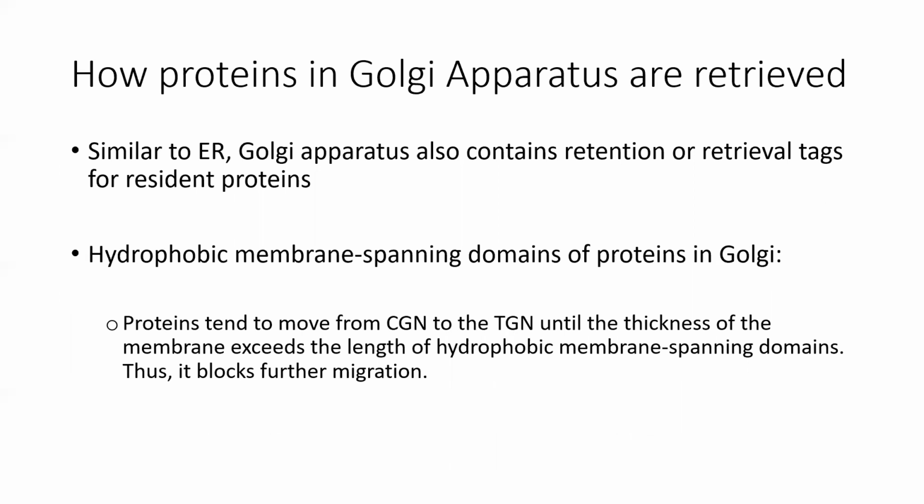They contain a retention and retrieval tag for their resident protein as well. They are called the hydrophobic membrane spanning domain. These proteins help to move from the cis to the trans Golgi network until they observe the thickness of the membrane increase beyond the length of the hydrophobic membrane spanning domain, and therefore they block any further migration, or they would be able to retrieve their resident protein.